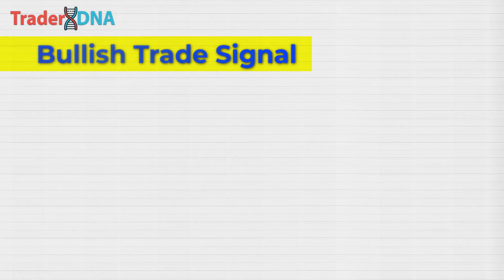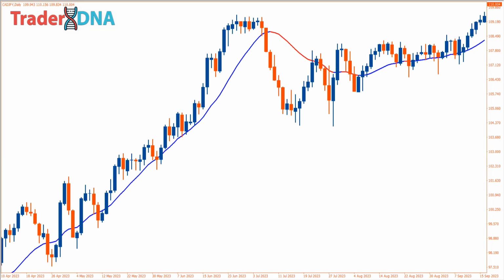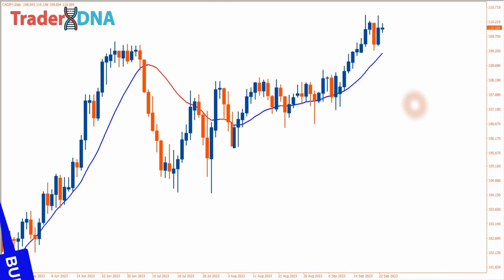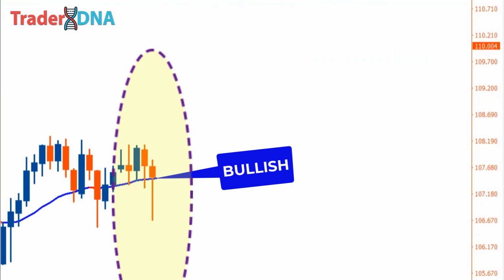As you can see in this chart, the non-lag MA line is blue, indicating a bullish market. Now, you just need to wait for the appearance of a price action signal to open a buy position. The condition for the price action signal is that it should be near the non-lag MA line.